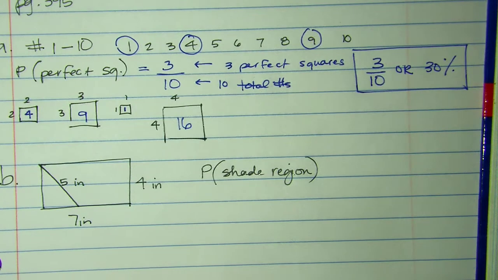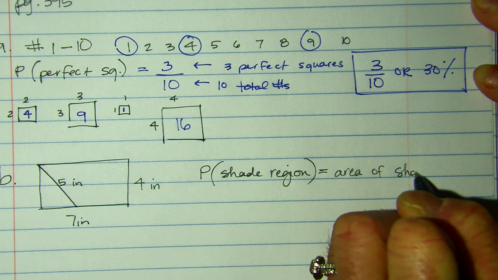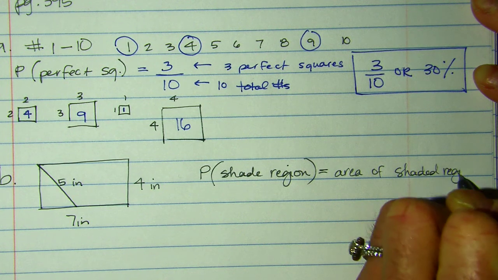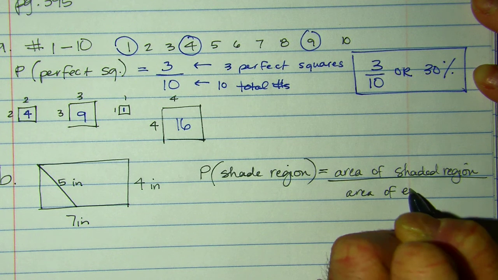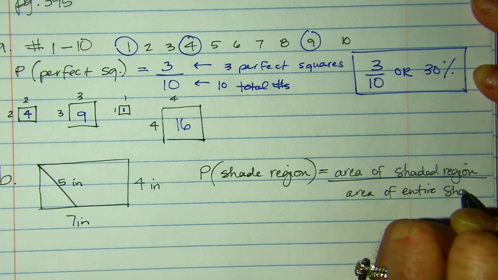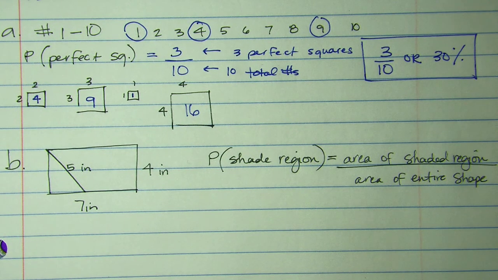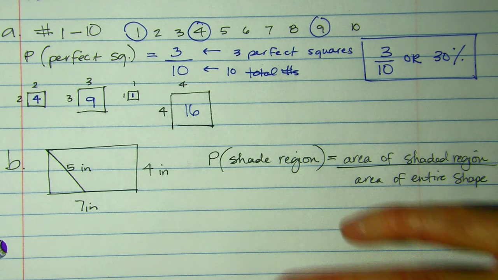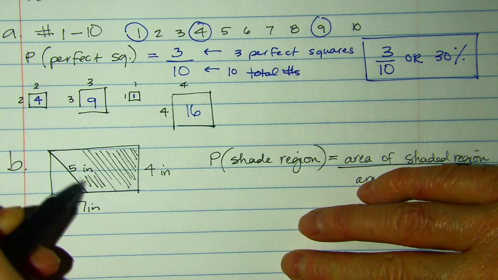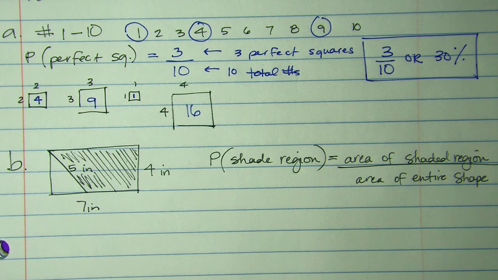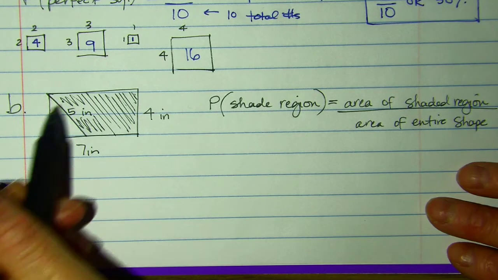So the way we're going to calculate this is we need to find the area of the shaded region over the area of the entire shape. So hopefully we can agree that the entire shape, oh, and I'm sorry, in the book, this is the area that is shaded, okay? So I hope you can see I'm looking for the area of this irregular shape.